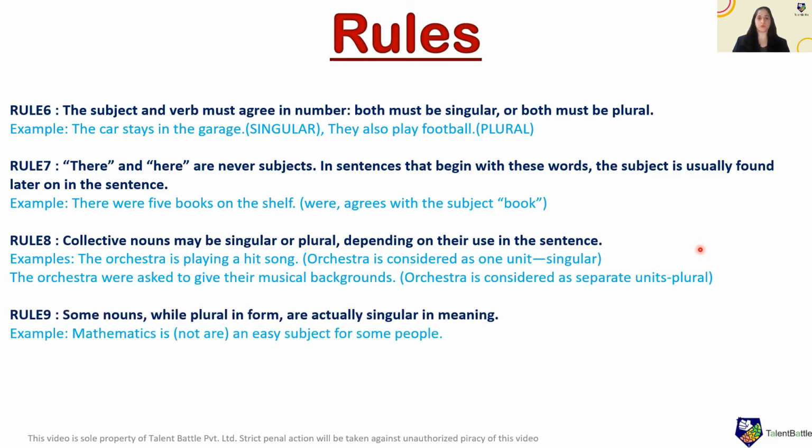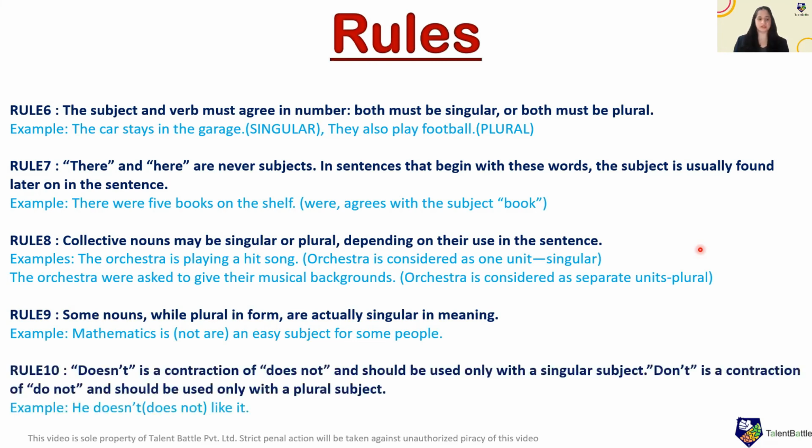Next, some nouns, while plural in form, are actually singular in meaning. Mathematics, even if it sounds like plural, it is singular. Mathematics is an easy subject for some people, not are an easy subject. And the last one, doesn't is a contraction of does not and should be used only with a singular subject. Don't is a contraction of do not and should be used only with a plural subject. She does not cry in the exam. They do not submit their journals.